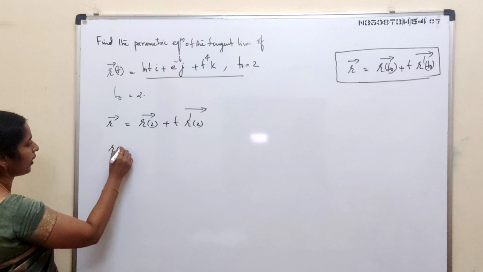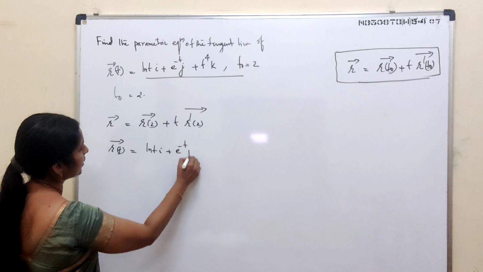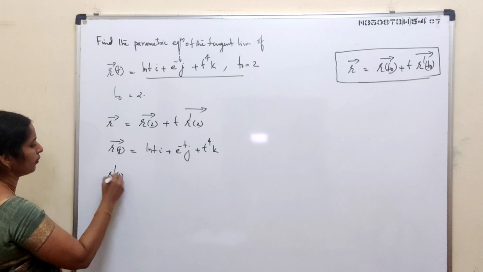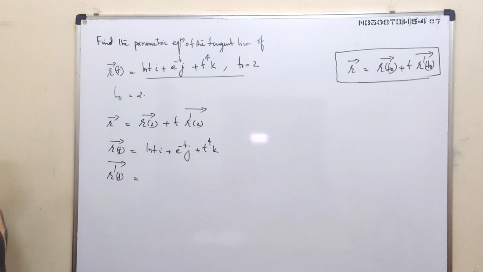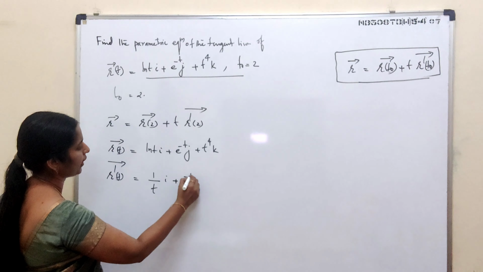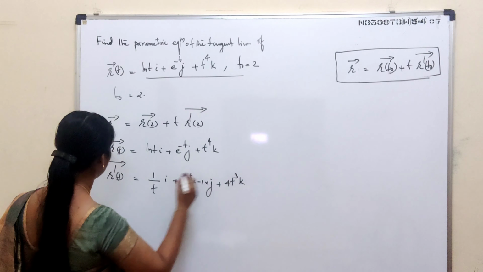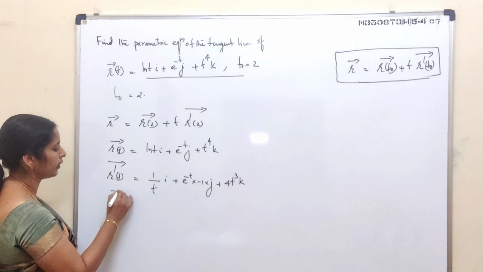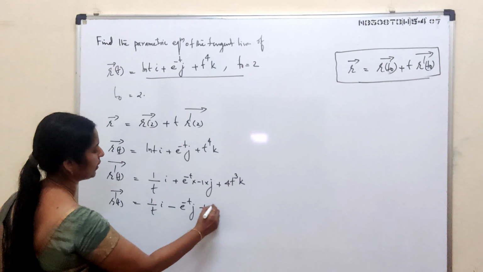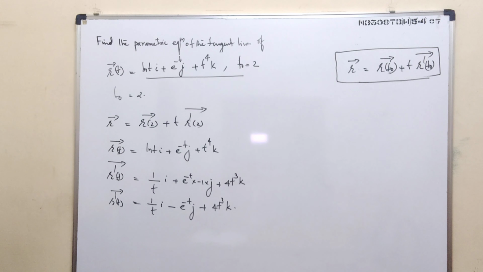Here what is vector r t? Vector r t is log t i plus e raised to minus t j plus t raised to 4 k. You find r dash t. You take its derivative, it is 1 by t i plus e raised to minus t into minus 1 into j plus 4t cube k. That is, vector r dash t is 1 by t i minus e raised to minus t j plus 4t cube k.